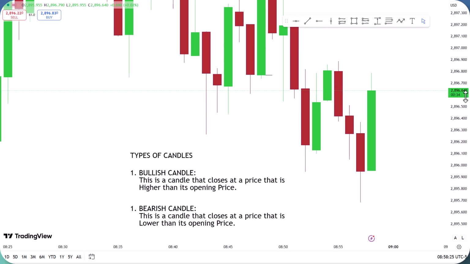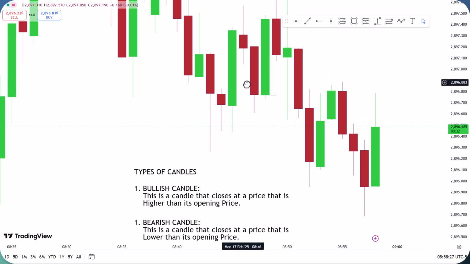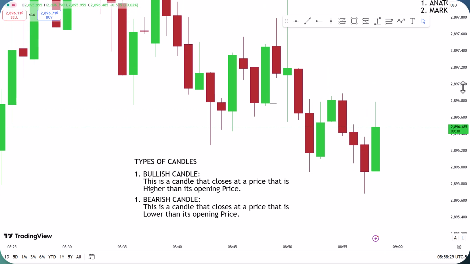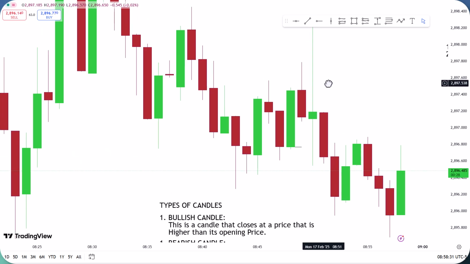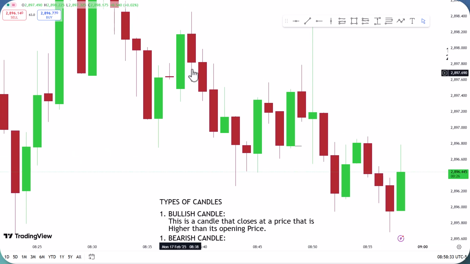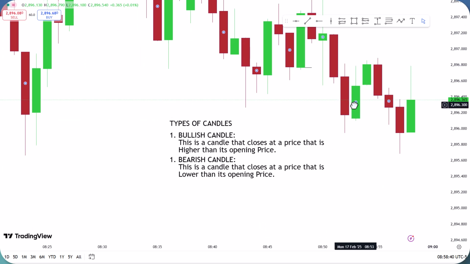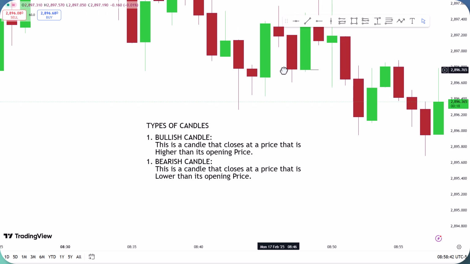The reason why everybody needs to understand candlesticks is because it's essentially the building block of any chart you will see out there. So every single one of these things you see over here is called a candle, right? And we have two types of candles. We have a bullish candle and a bearish candle.